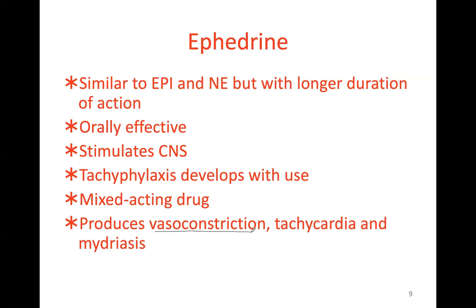The big difference here: orally effective, gets across into the CNS, a longer duration of action. And the big thing with ephedrine, one of the reasons it was moved off the counter, was that it can produce methamphetamine. So it became a very common precursor for meth, and that's one of the reasons that it went behind the counter.